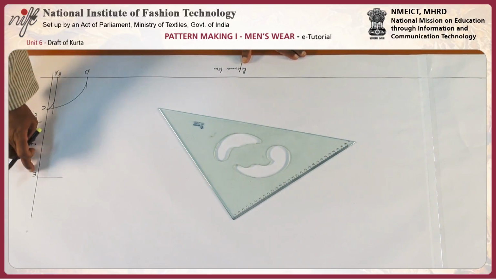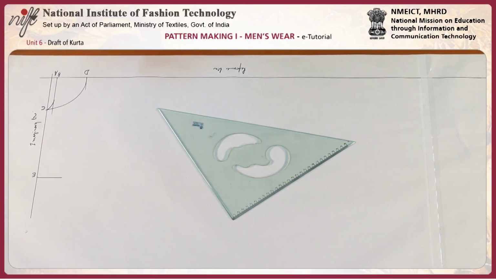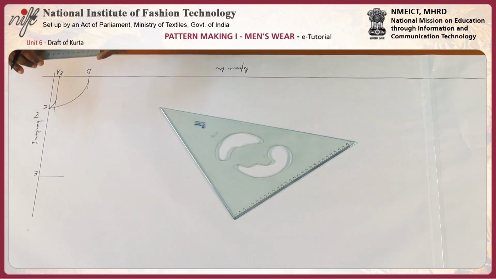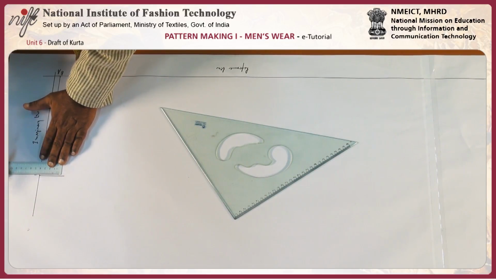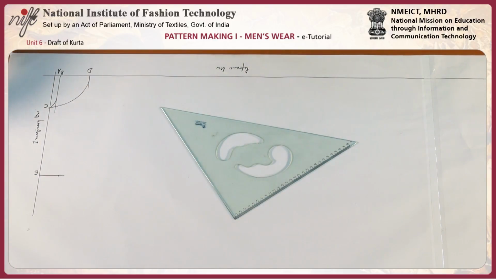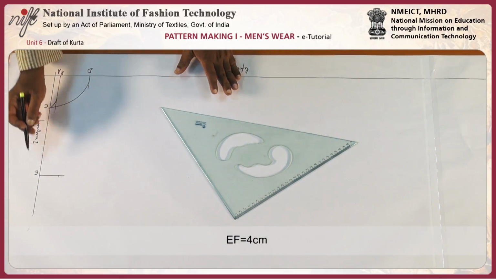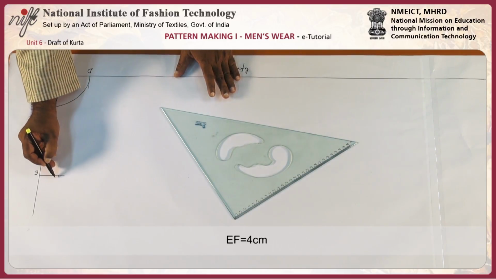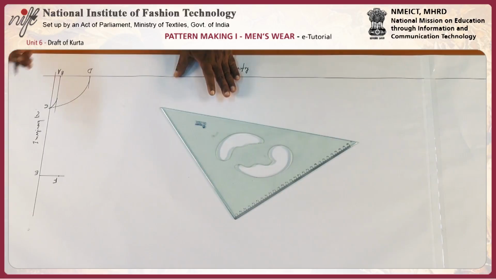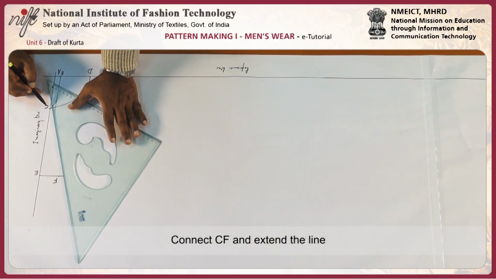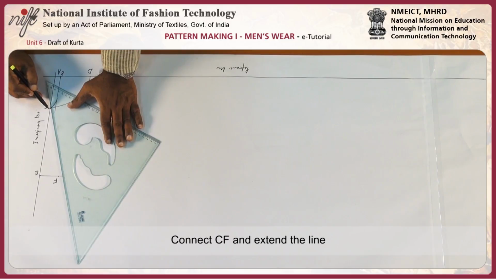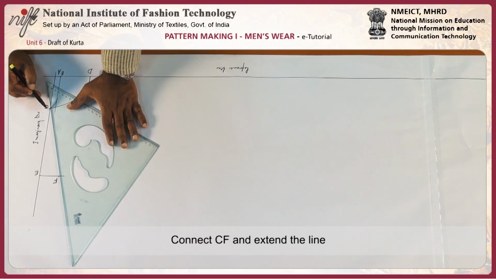Now again I am moving to point E. From point E, measure 4 centimeter, which is also a standard measurement used in the draft of the shirt. That is E to F, 4 centimeter. Now connect from point C to F and extend.